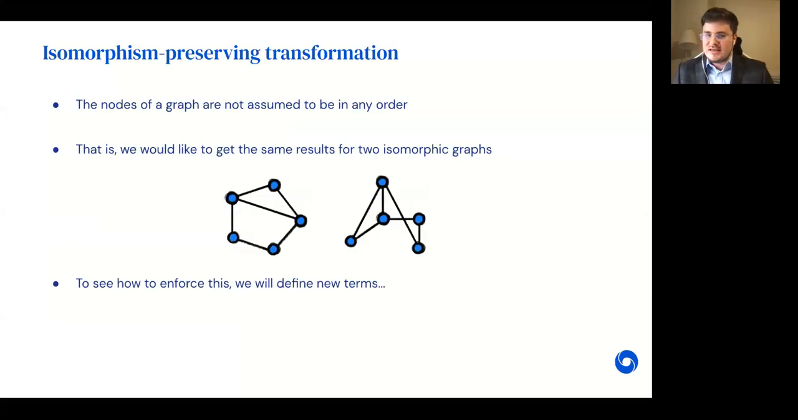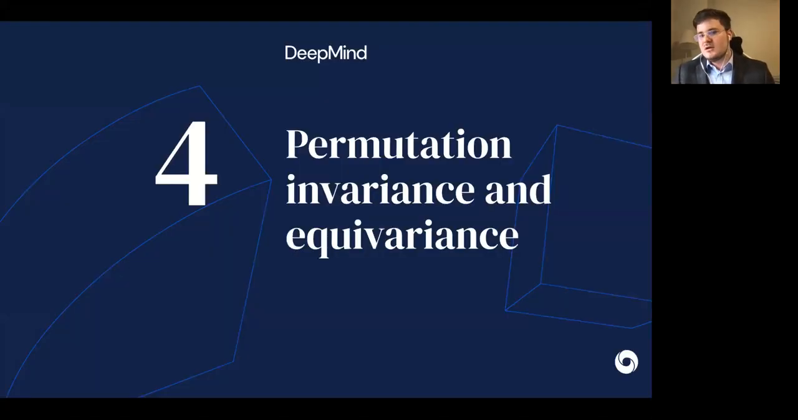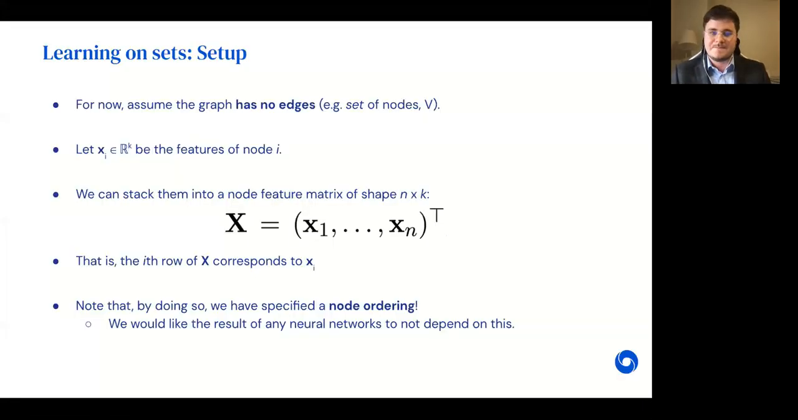In the case of graphs, you might look at them for a little bit and realize that if you don't assume any particular geometry to them, then the nodes of a graph are assumed to be not given in any order. And that means if I give you two graphs that are completely isomorphic, here I've given two examples, if you look at them, you will see that they're actually the same graph. We would want our graph neural network to give us exactly the same result for those two graphs. And what we're going to do now is see what are the basic building blocks we can use to enforce exactly this. This will bring us to the concepts of permutation invariance and permutation equivariance.